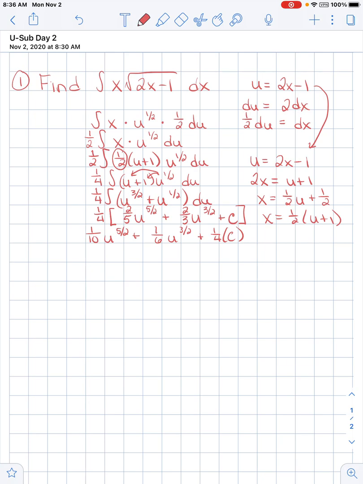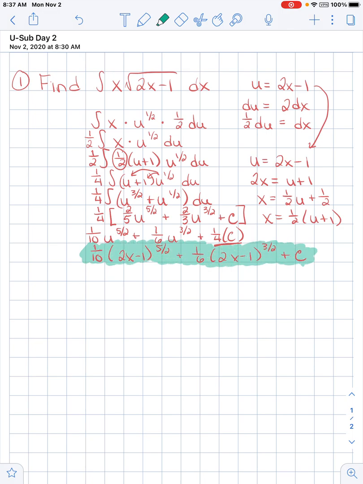All right, so to clean this up then, I'm going to change the u back to what we started with, and I'm going to make this just another constant. I don't need that 1/4 there. So I've got 1/10 (2x minus 1) to the 5/2 plus 1/6 (2x minus 1) to the 3/2, and then plus some constant. Okay, so that's how we take care of that extra x.